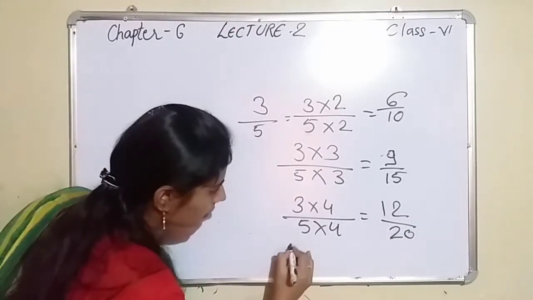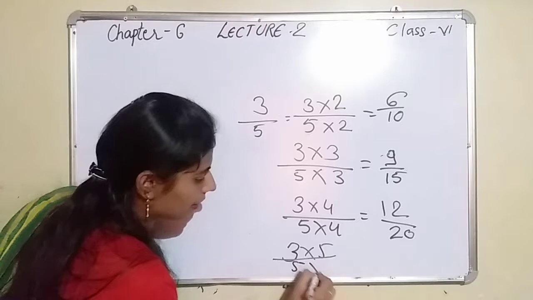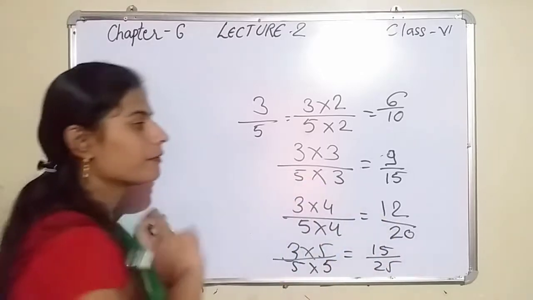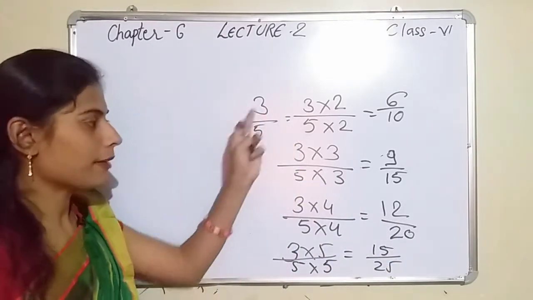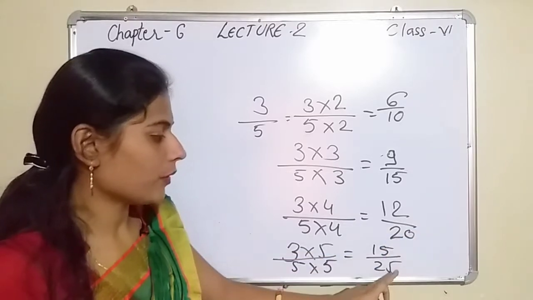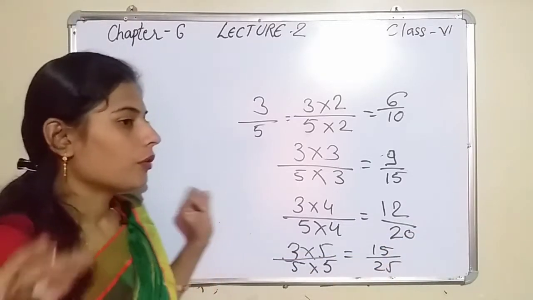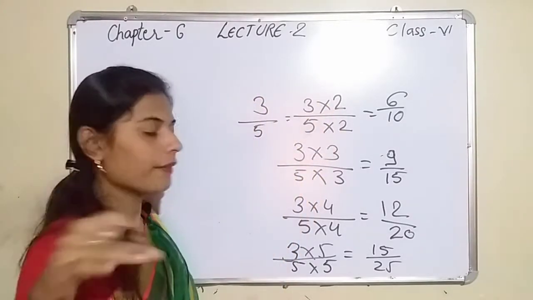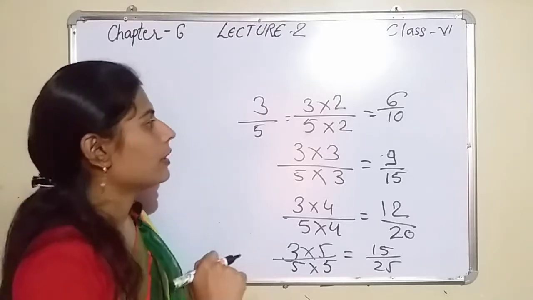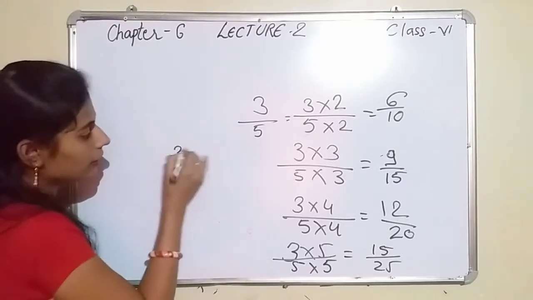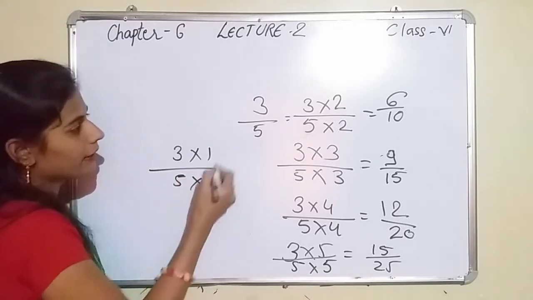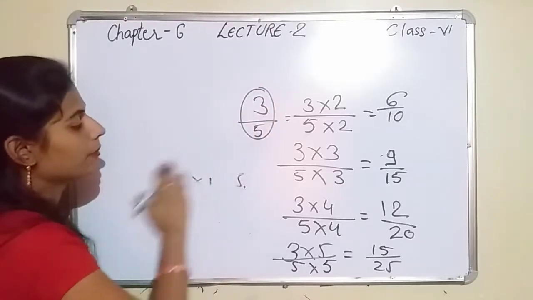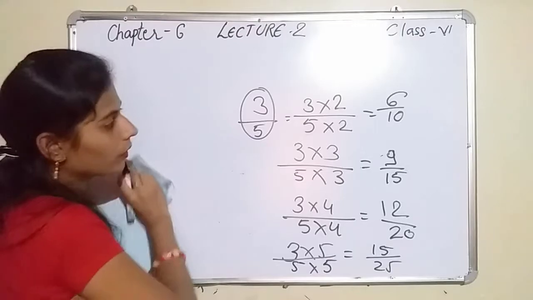Then 3 multiplied by 5 and 5 multiplied by 5, that is 5 threes are 15, 5 fives are 25. So the next four equivalent fractions of 3 by 5 are 6 by 10, 9 by 15, 12 by 20 and 15 by 25. Whenever you want to find the equivalent fraction, you have to start multiplying by 2, 3, 4, 5, as many as they are asking. Why are you not multiplying by 1? When you multiply by 1, you will get the same fraction, 3 by 5, which is already given here. So you have to multiply directly by 2.